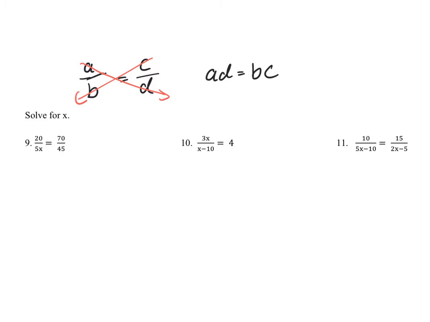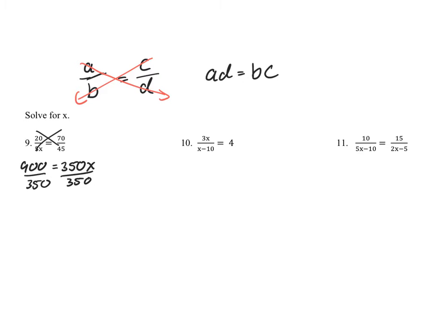So the first one that we're going to do is 20 divided by 5x equals 70 divided by 45. We're going to cross multiply to start. So we're going to start with 20 times 45, which is 900, equals 70 times 5x, which is going to be 350x. Now we have an equation like we're used to seeing, so we're just going to divide both sides by 350.